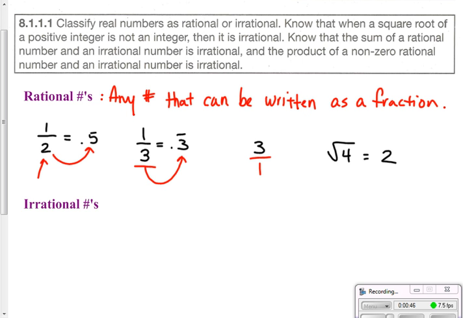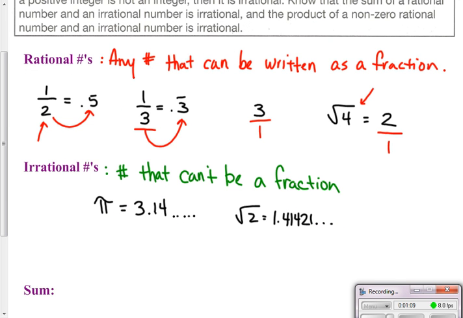The next one is square root 4. The square root of 4 is 2, and we can make that a fraction, 2 over 1. So basically, if the number inside the square root is a perfect square, it will be a rational number. Irrational numbers are numbers that can't be written as a fraction.